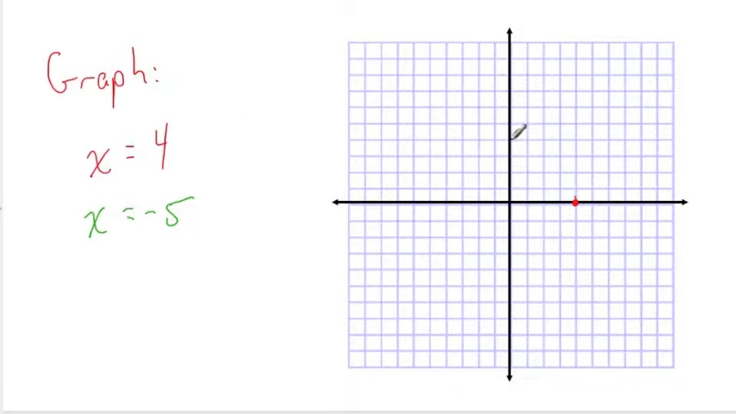I can pick any other point up here, and as long as I go to the right 4, I should be on the line. Go to the right 4. And here we can see the pattern. This is simply going to be a vertical line, just like this.